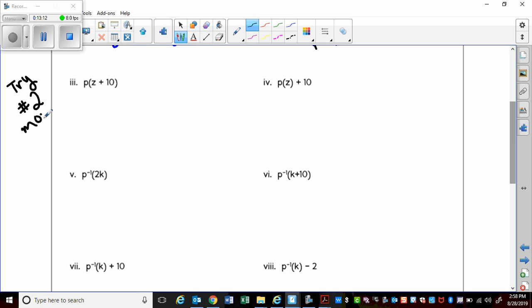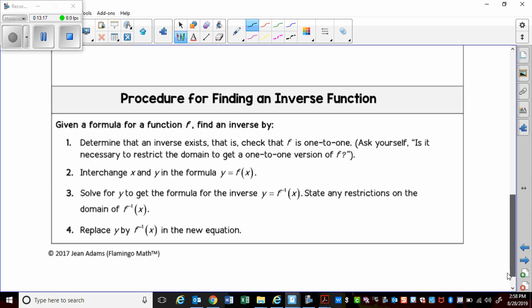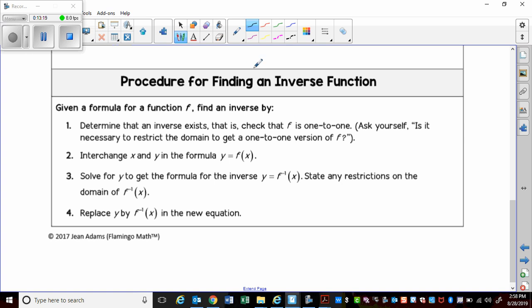Try two more, please. I don't expect you to do all these. I really want to go over the procedure one more time of finding an inverse function. Your first step is to make sure that it's one-to-one. We're going to interchange the x and the y, and then we just solve for y, and then replace y by f inverse.